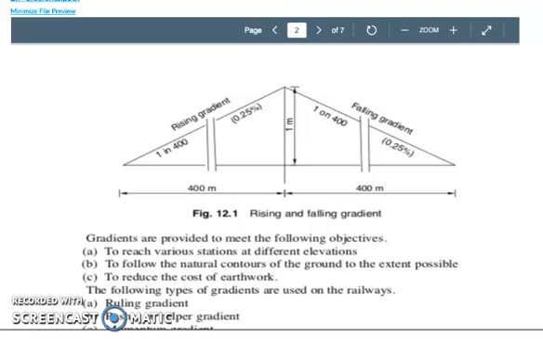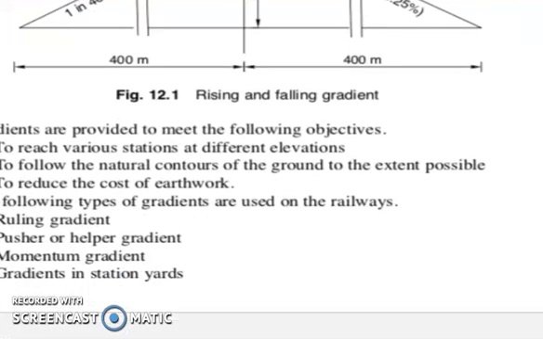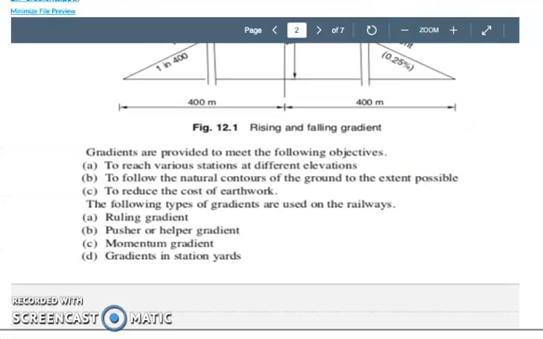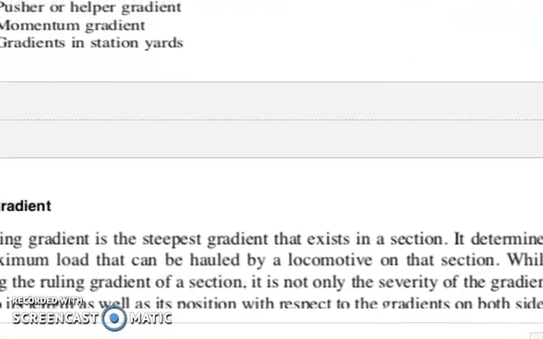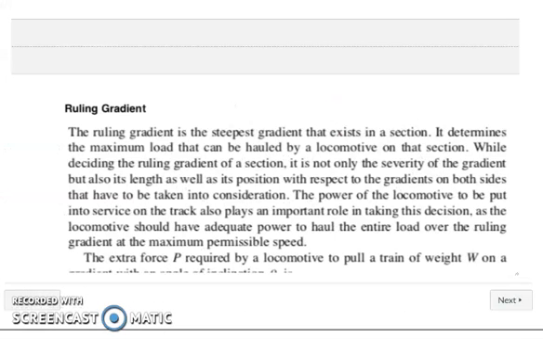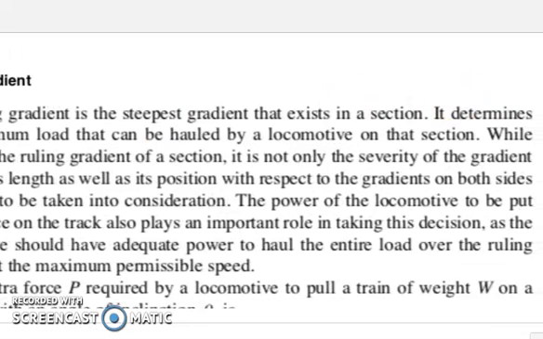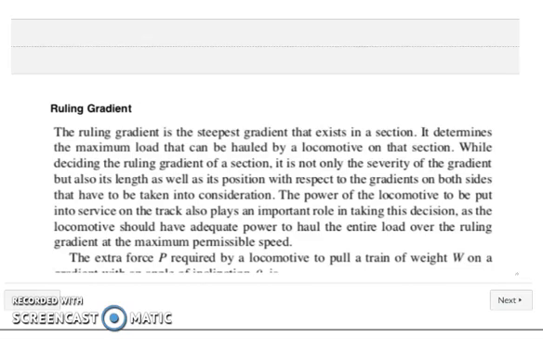Then we have the following types of gradients. There are different types of gradient. It can either be a ruling gradient, a pusher or helper gradient, a momentum gradient, or gradient in station yards. When you talk about ruling gradient, it is referred to as the steepest gradient that exists in a section. Which means that this ruling gradient determines the maximum load that can be held by the locomotive on that particular section.